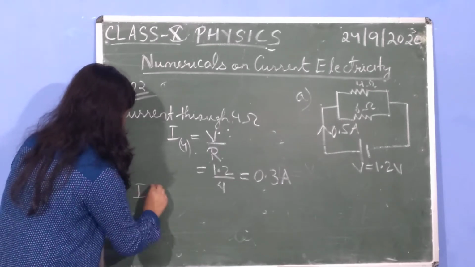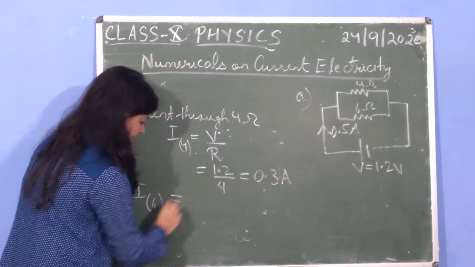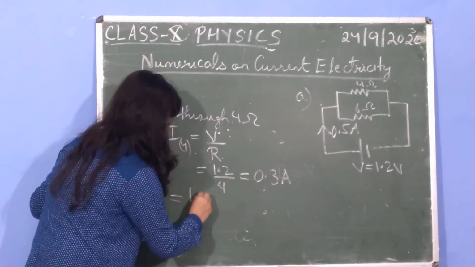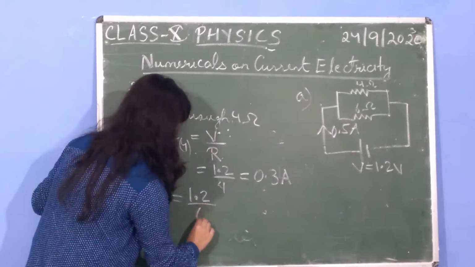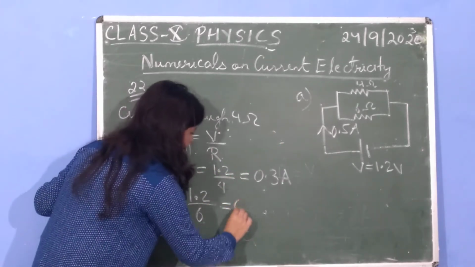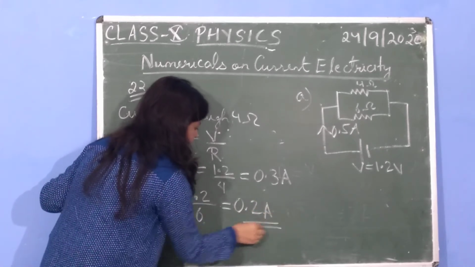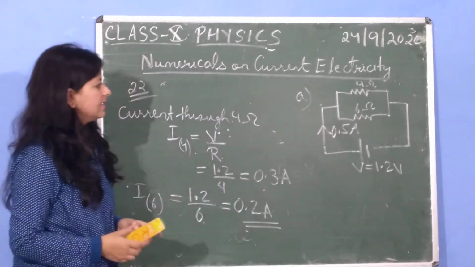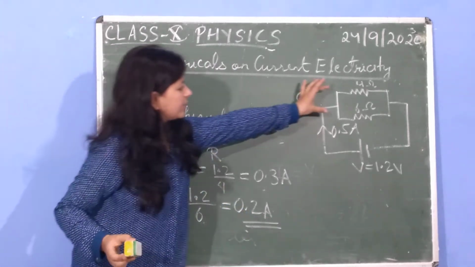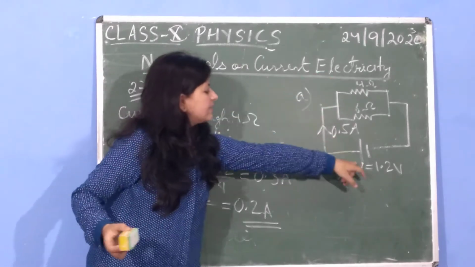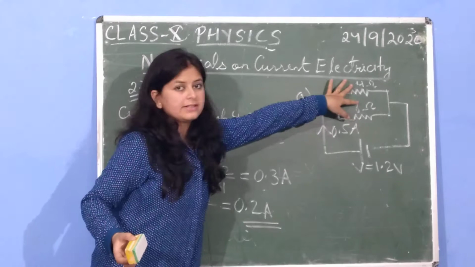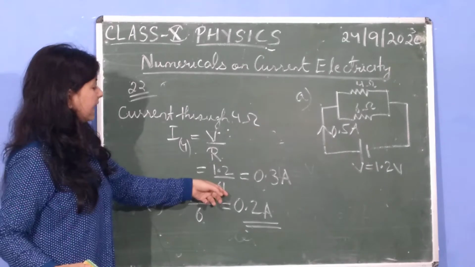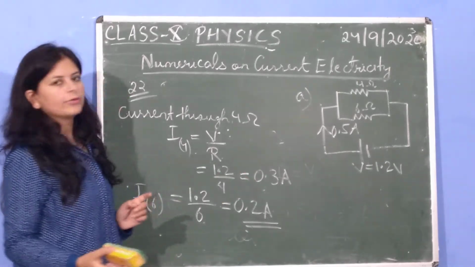Now current through the 6 ohm resistor using the same formula, 1.2 V by R, R is 6 in this case, 1.2 divided by 6 will be equal to 0.2 ampere. This is how you find out the current flowing through each resistor if the resistors are connected in parallel. Okay, so first you will find the equivalent resistance. If the EMF is not given, with the help of the total current and the equivalent resistance, you will be finding out the EMF. Okay, and in each part this EMF will be divided by the required resistor, then you will be finding out the current flowing through each resistor.